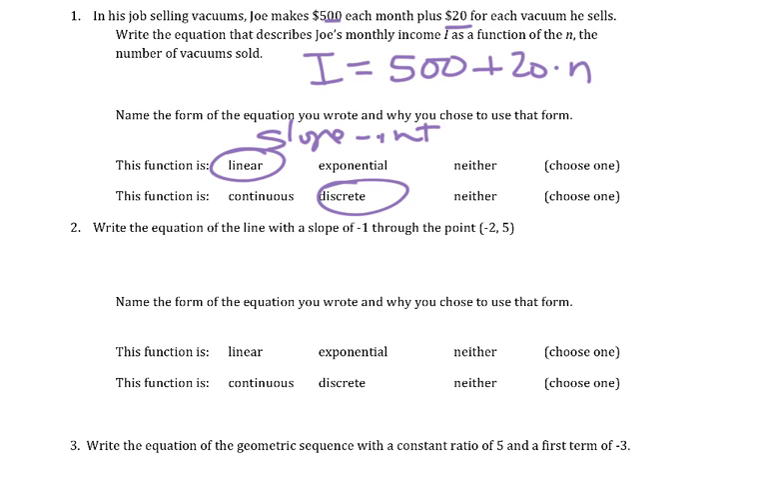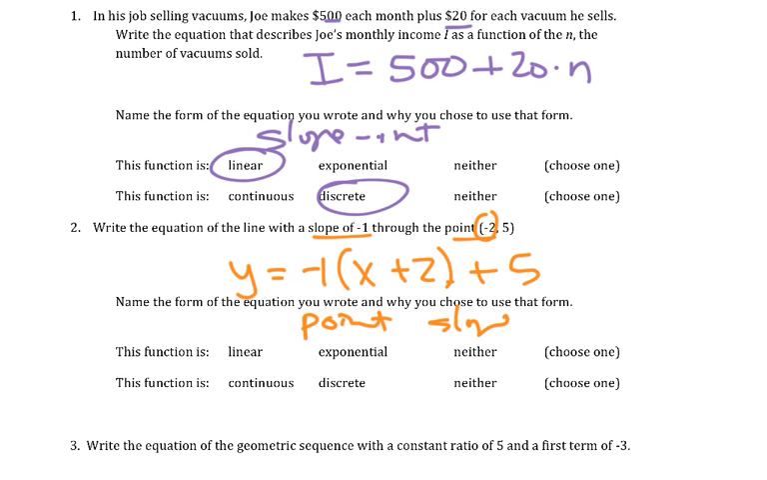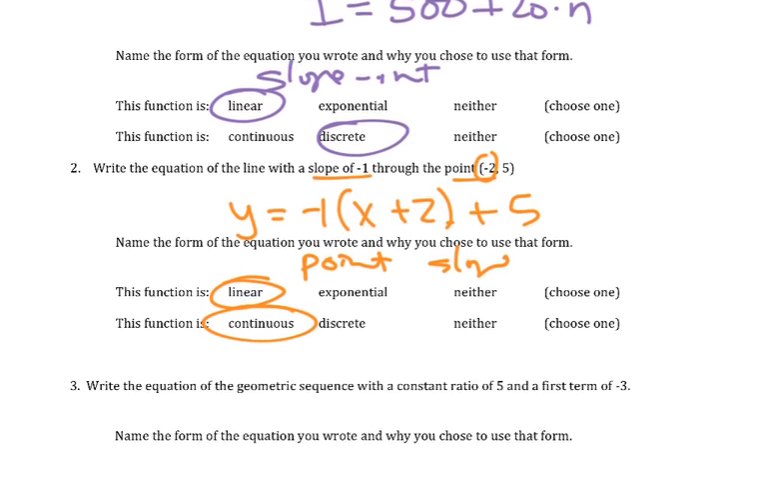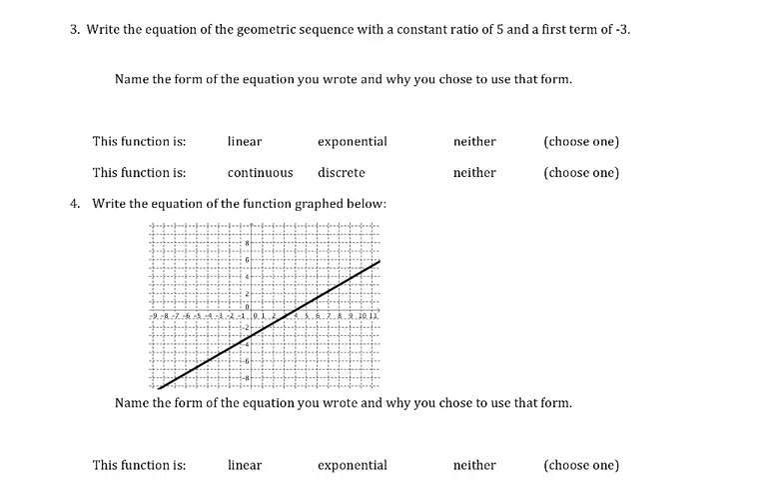All right, number 2. Write the equation of a line with a slope of -1 through the point (-2, 5). A slope and a point, that's definitely going to be point slope. Okay, so we'd go y equals our slope times x minus a -2, which we can just change to plus 2, plus 5. Okay, again, all this addition and multiplication, which means repeated addition, definitely linear. This one, there's nothing telling us it's discrete, so we're going to choose continuous. And basically, you assume it's continuous unless it says it's discrete.